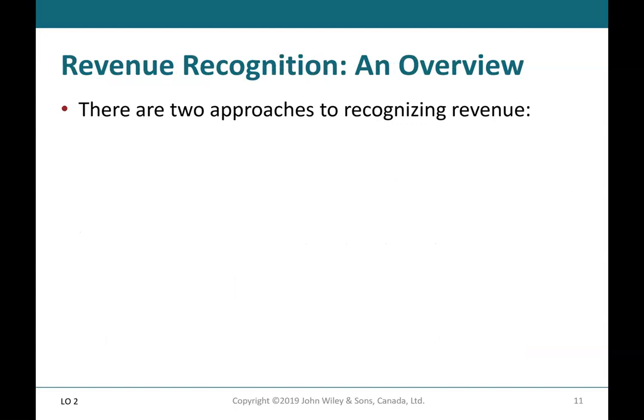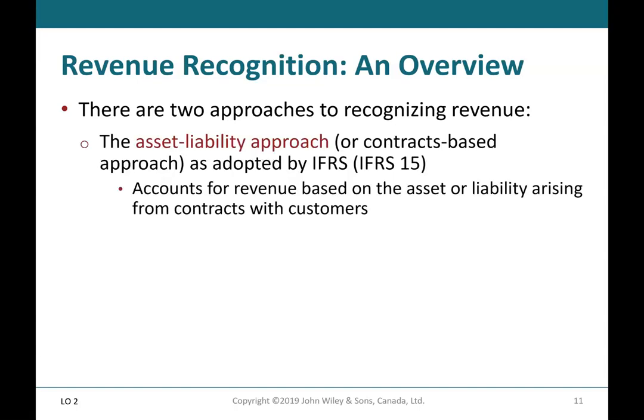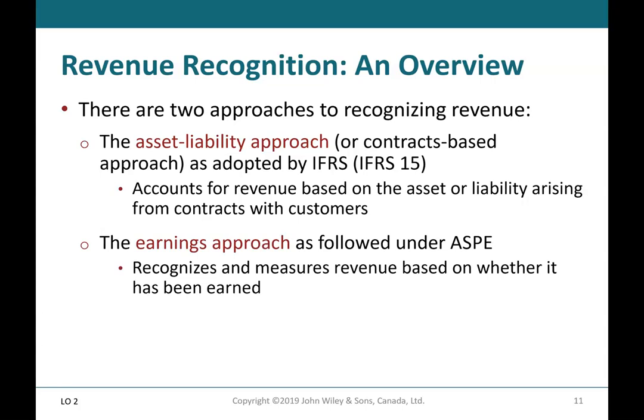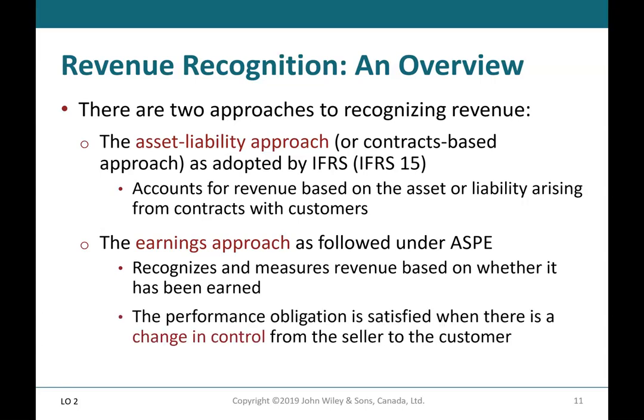Revenue recognition and overview. There are two approaches to recognizing revenue. The asset liability approach, or contracts-based approach, as adopted by IFRS 15, accounts for revenue based on the asset or liability arising from contracts with customers. The earnings approach, as followed under ASPE, recognizes and measures revenue based on whether it has been earned. The performance obligation is satisfied when there is a change in control from the seller to the customer.